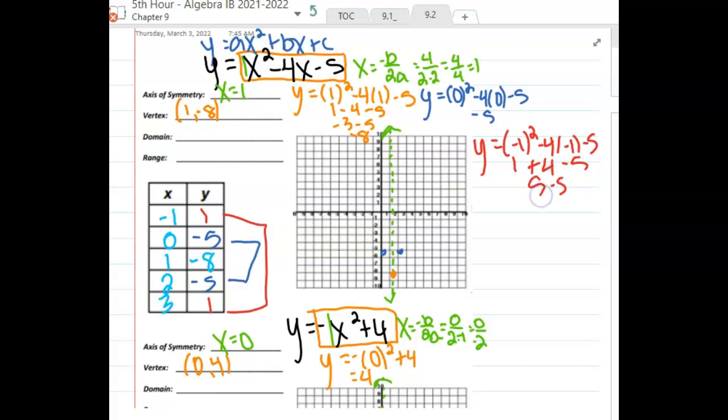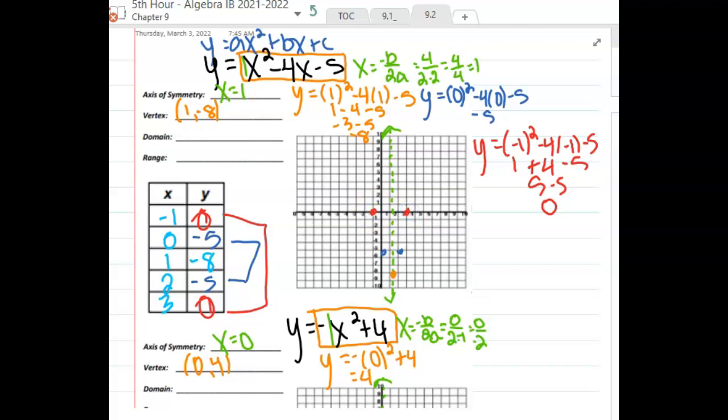1 plus 4 would be 5. 5 minus 5 is 0. Okay, I knew something was wrong. So when you plug in negative 1, you get out 0. And I promise you, when you plug in 3, you're also going to get out 0. And then if I plot these ones, we would have (-1, 0) and (3, 0).